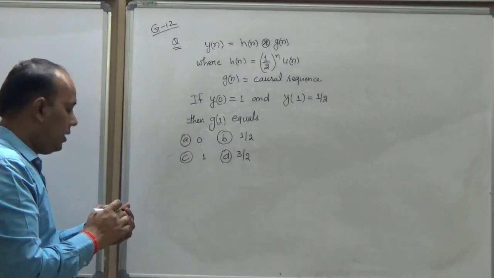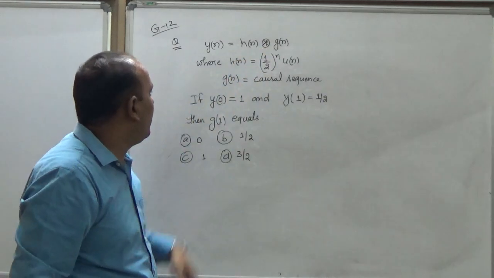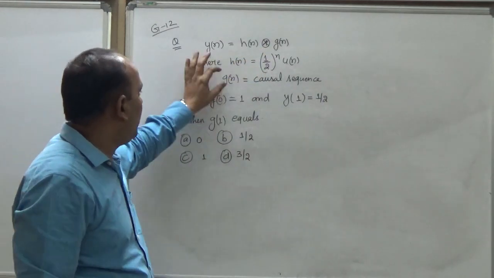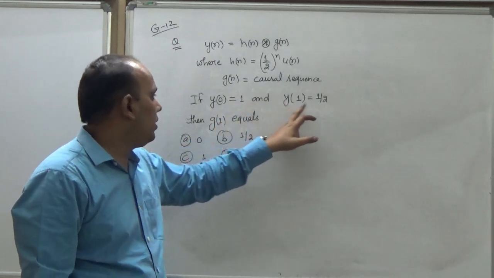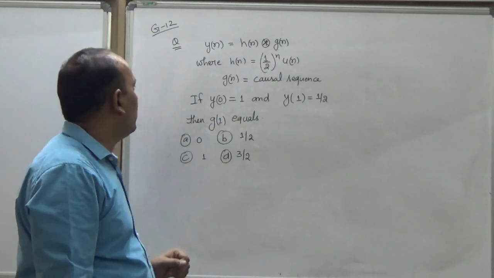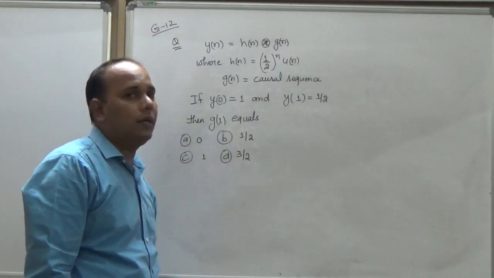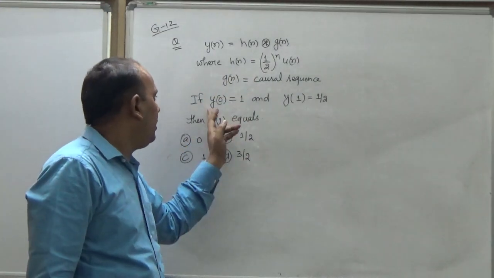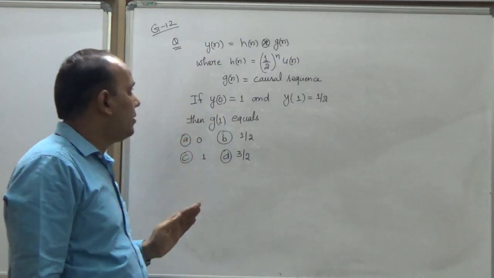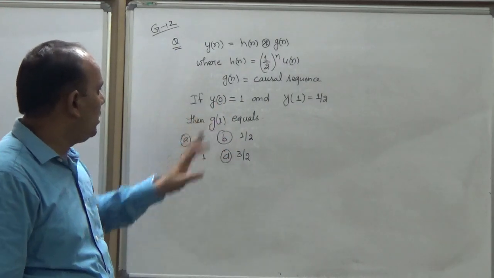Question: it is given that y[n] is a convolution of h[n] and g[n], where h[n] is equal to this much and g[n] is a causal sequence. If y[0] is equal to 1 and y[1] is equal to 1/2, then we have to find the value of g[1], because in this question g is not given, h is given, and some part of y is given. So we have to find out the value of g[1].